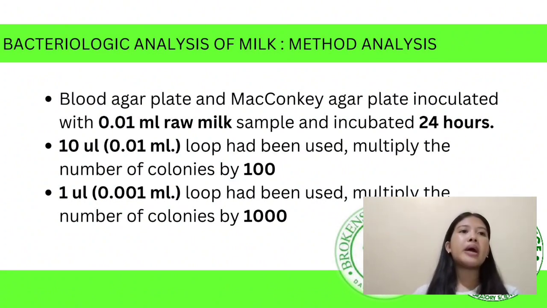The number of bacteria is estimated by counting the colonies that appear on the surface of the media. If a 10 microliter or 0.01 ml loop had been used, multiply the number of colonies by 100 to get the colony-forming units of bacteria per ml of milk sample. And if a 1 microliter or 0.001 ml loop had been used, multiply the number of colonies by 1000 to get the colony-forming units of bacteria per ml of milk sample.